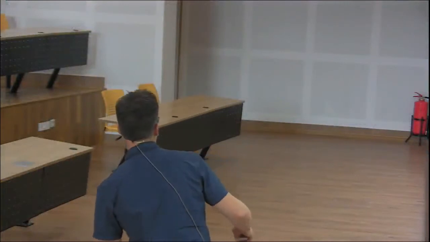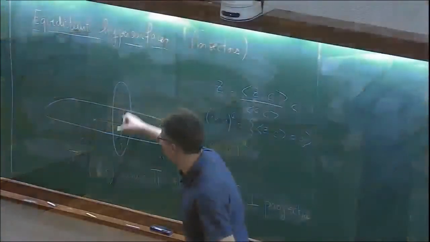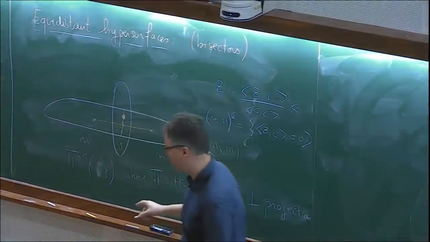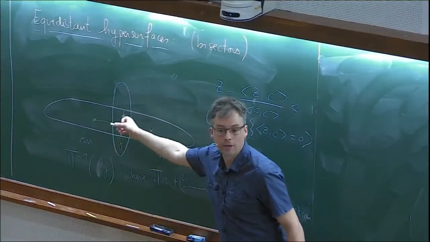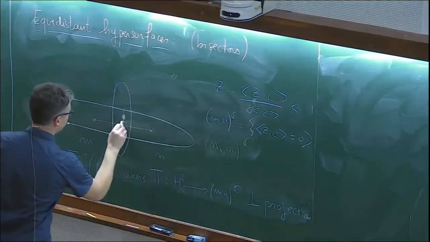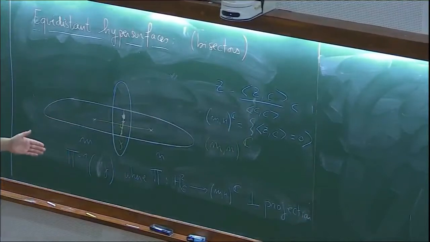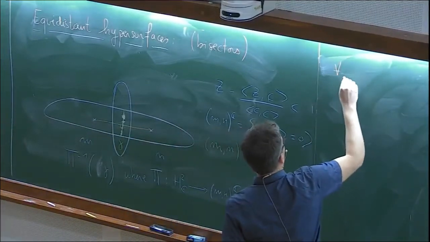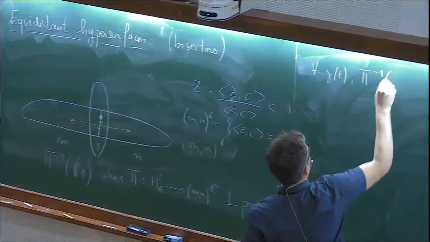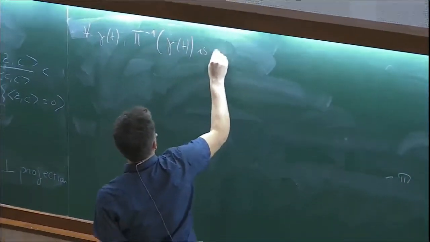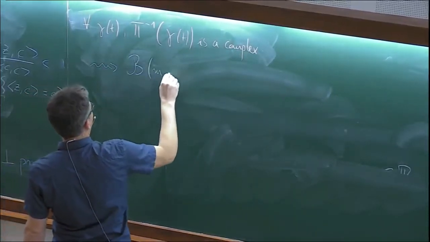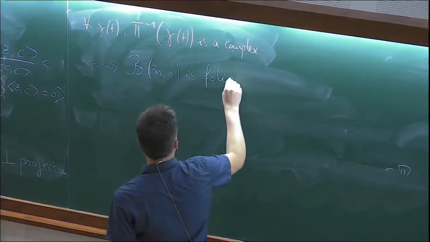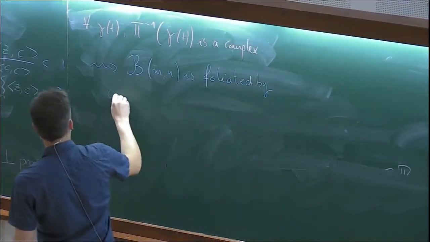Okay, and so the object I obtained is something which is foliated by complex lines, because to each point here, the fiber here is also a complex line, and I obtain an object which is foliated by complex lines. To each point here on the geodesic is associated an orthogonal complex line. So for all gamma of t, pi inverse of gamma of t is a complex line. So the bisector of M and N is foliated by complex lines.